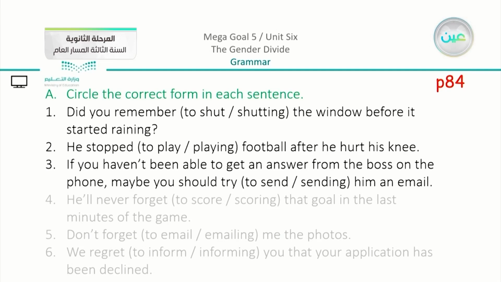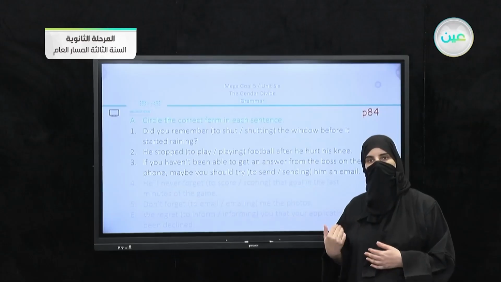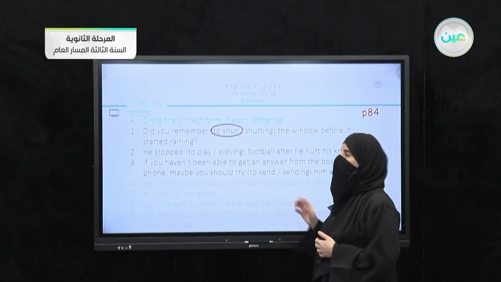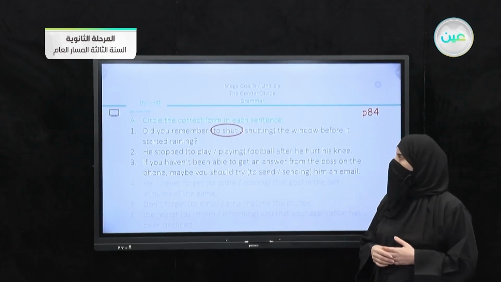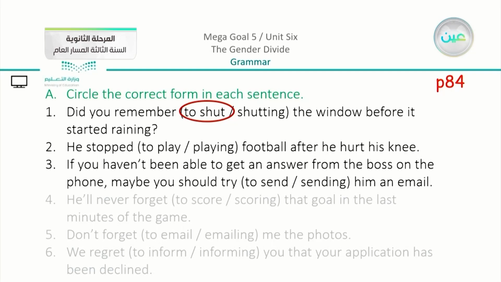You do have your exercise, which is on page number 84. On page 84, we have to circle the correct form in each sentence. So I'm going to just do 3 sentences with you to understand the exercise. Did you remember to shut or shutting the window before it started raining? So we're talking about something that happened in the past. Did you remember to shut the window? Did you do the task?